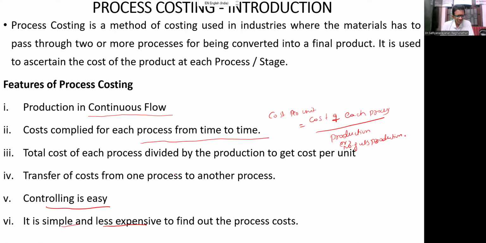Production in continuous flow, that is the first point. Second point, cost compiled for each process from time to time. Third point, total cost of each process divided by the production to get cost per unit. Fourth point, transfer of cost from one process to another process. Point number 5, controlling is easy. Point number 6, it is simple and less expensive to find out the process cost.